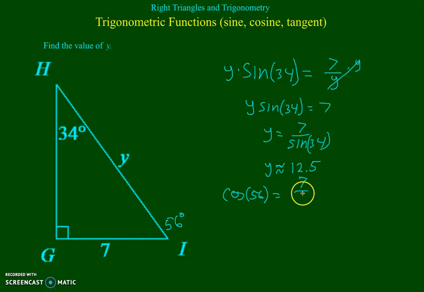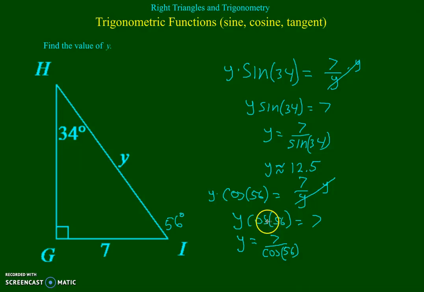CAH. And in the same way we solved for this one, we're going to solve for this one. So we multiply both sides by y. Y cosine 56 equals 7. These cancel out. Divide by cosine 56. Y equals 7 divided by cosine 56.